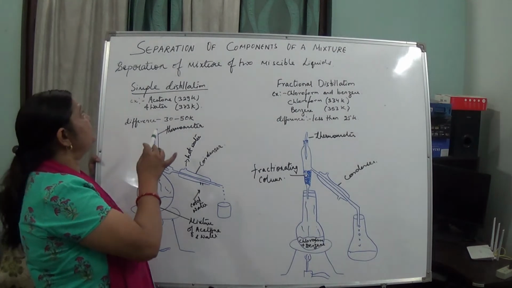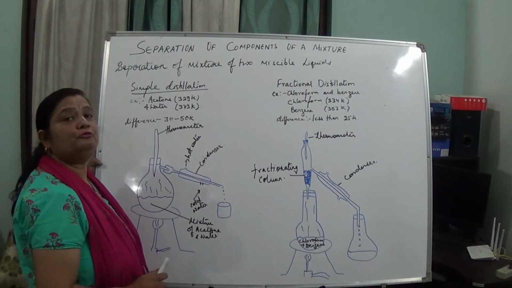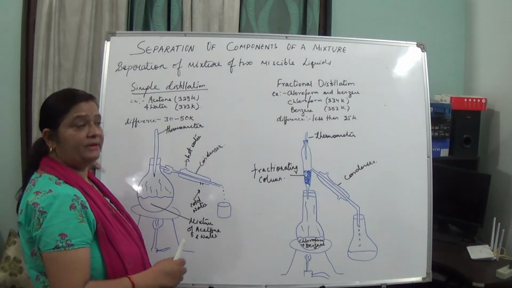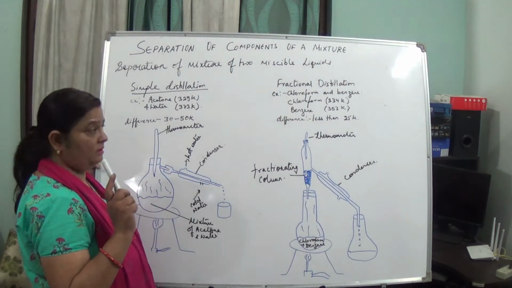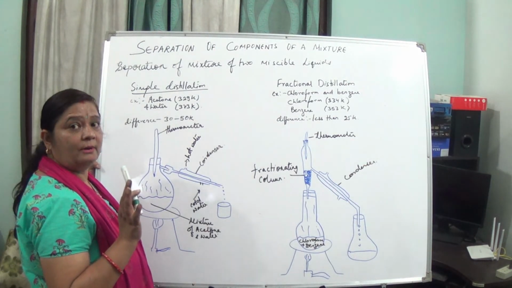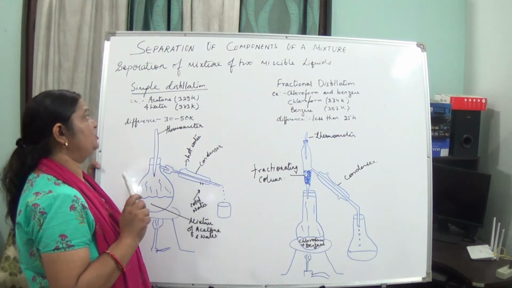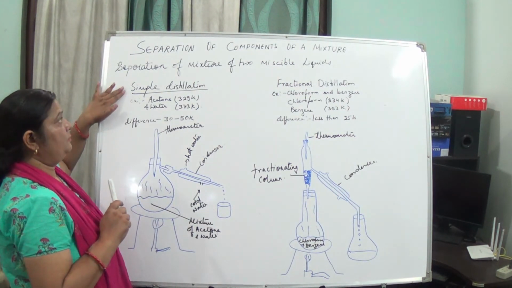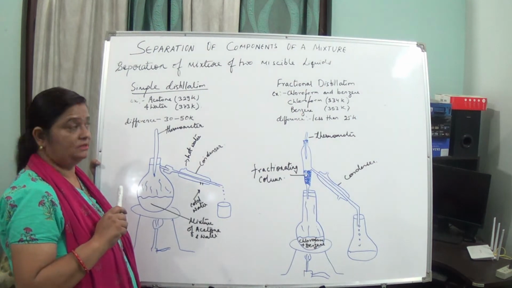Now we are going to study separation of a mixture of two miscible liquids. Okay, these are miscible liquids. It means the boundary of separation is not there. We can't make out by seeing it the different components present in that mixture. Okay, so here, how can we separate these two miscible liquids?